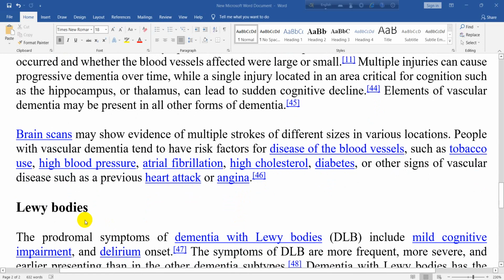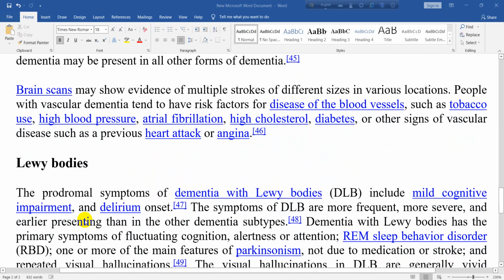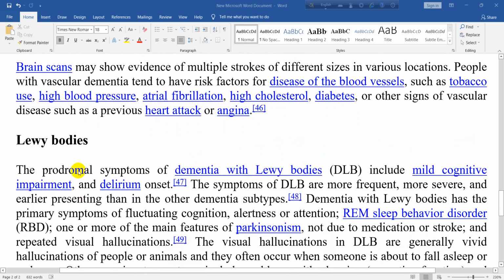Lewy bodies is also another subtype of dementia. We are going to now talk about Lewy bodies. The prodromal symptoms of dementia with Lewy bodies, DLB, include mild cognitive impairment and delirium onset. The symptoms of DLB are more frequent, more severe, and earlier presenting than in other dementia subtypes.